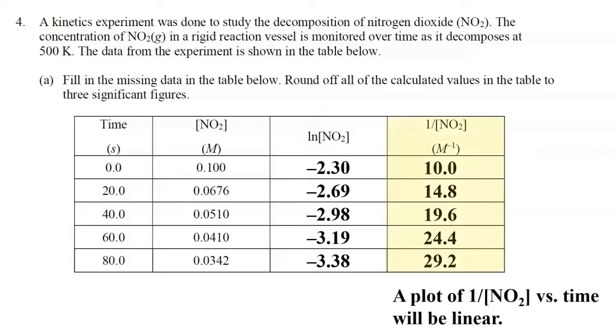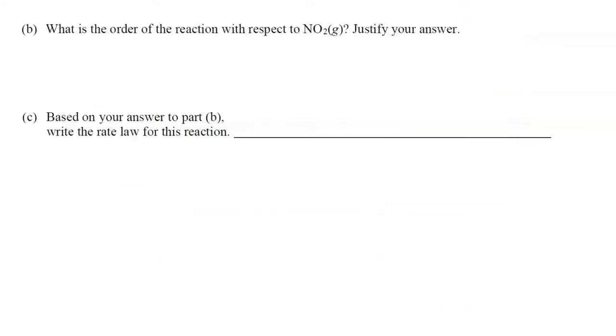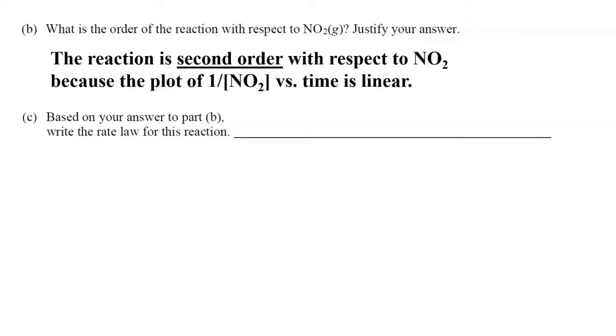So now I know that because that is going to give me a linear relationship, it is going to be second order with respect to NO2. My answer to part A was just filling in the data, but now I'm analyzing that data. Part B, what is the order of the reaction with respect to NO2? The reaction is second order with respect to NO2 because the plot of 1 over NO2 versus time is linear. So my rate law would be rate equals k times the concentration of NO2 raised to the second power because it's second order with respect to NO2.